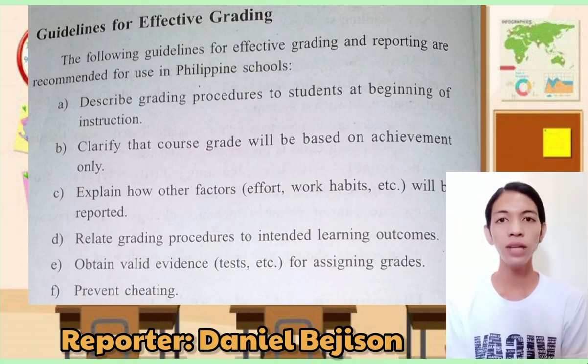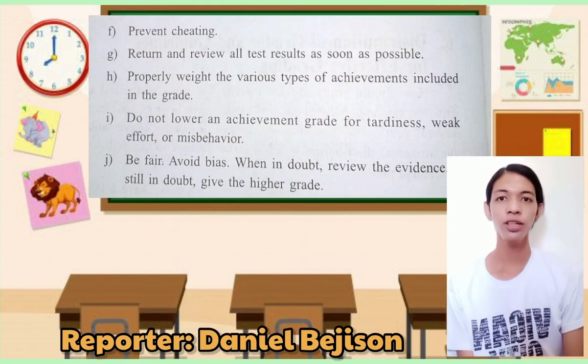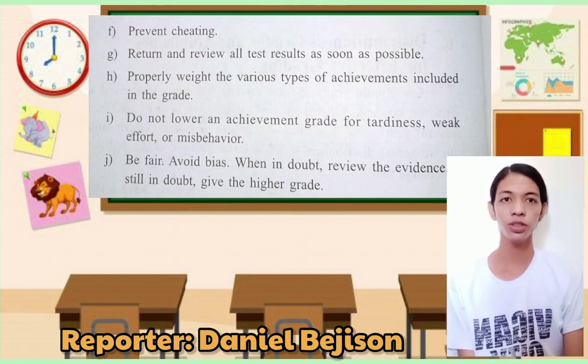E. Obtain valid evidence, tests, etc., for assigning grades. F. Prevent cheating. G. Return and review all the test results as soon as possible. H. Properly weight the various types of achievement included in the grade. I. Do not lower achievement grades for tardiness, weak effort, and misbehavior. J. Be fair, avoid bias. When in doubt, review the evidence. Still in doubt, give the higher grade.